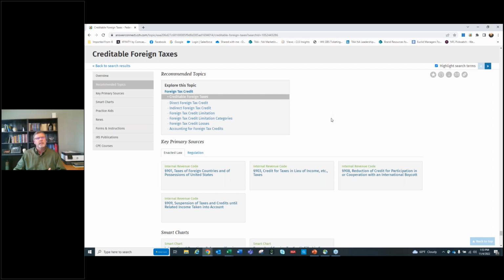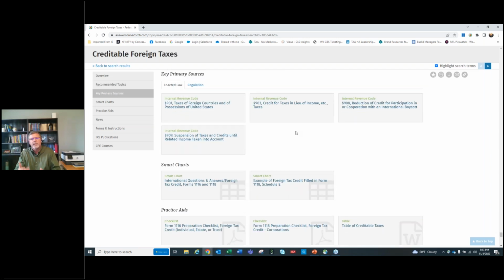What we've also done from an editorial standpoint under our key primary resource is now bring to you as the researcher all the related code sections tied into this specific topic. We heard mention of code section 909 here. It's one of the listed. There are several other code sections referenced from this topic page that may also be of interest as you go through the process.